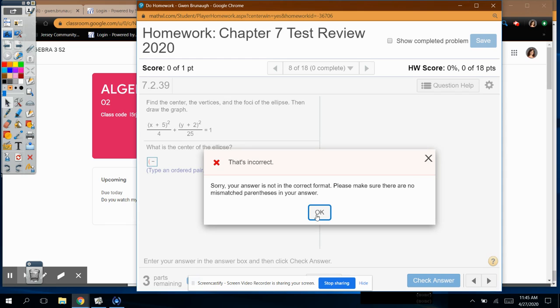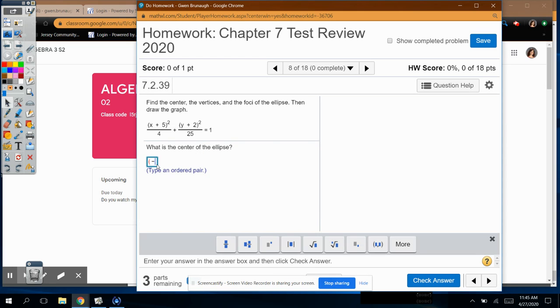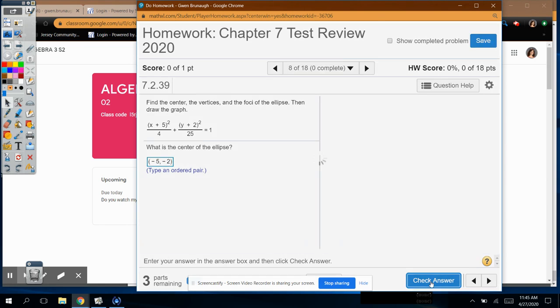Gosh darn it, I accidentally hit enter. Negative 5, and then a negative 2. Okay, now I'm going to go ahead and sketch that.